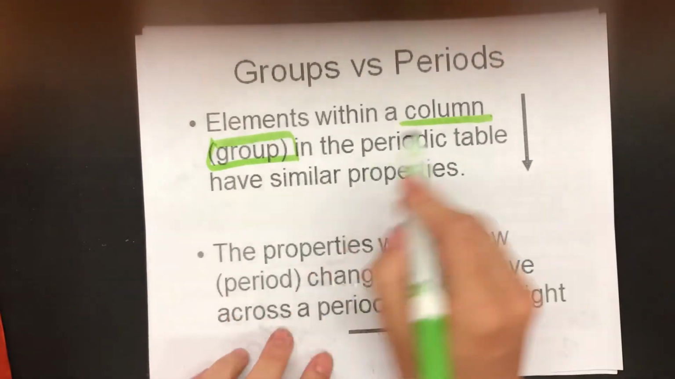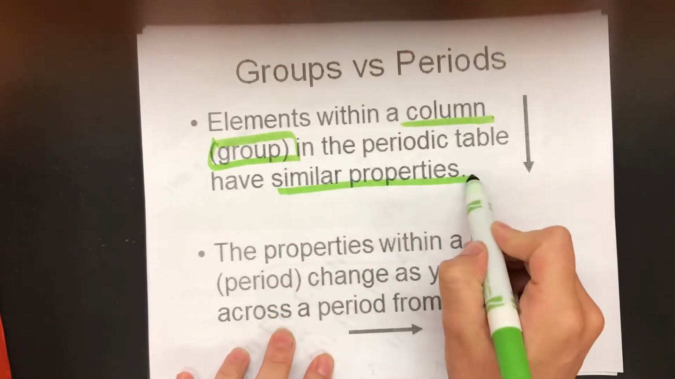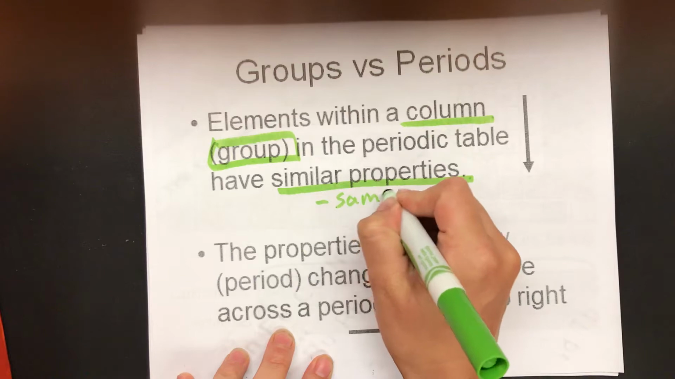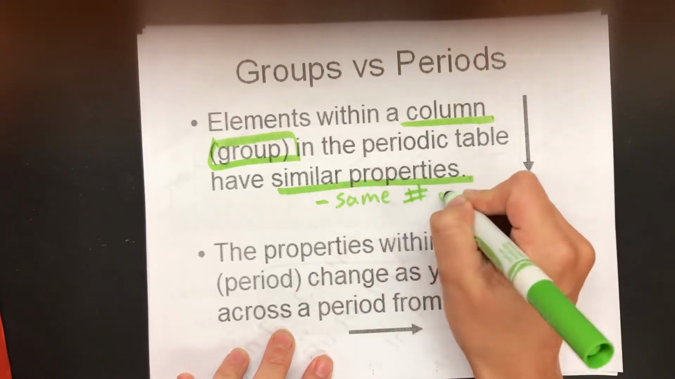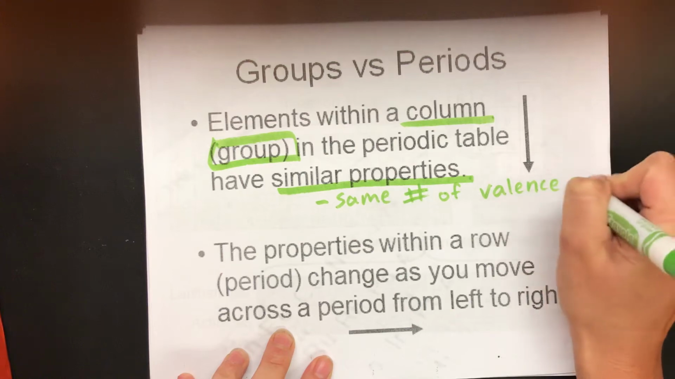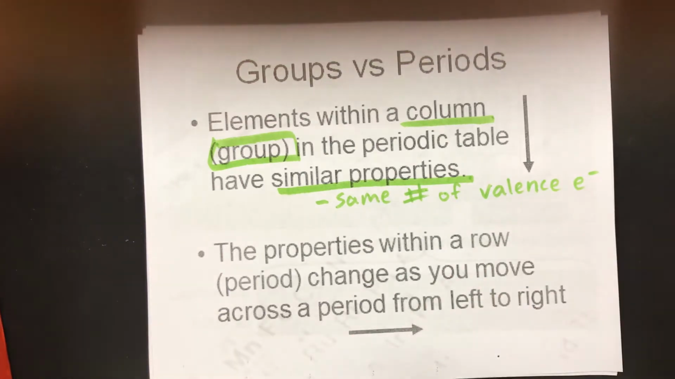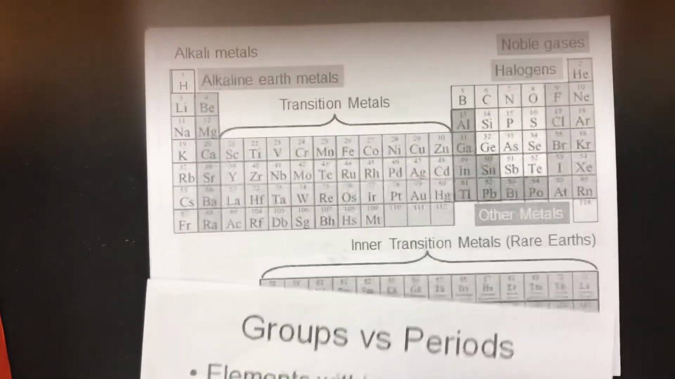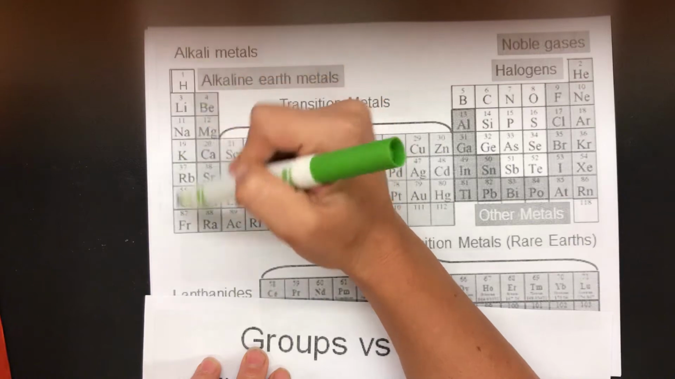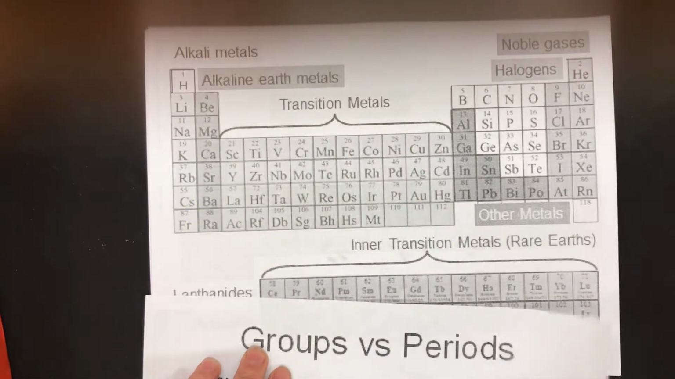Now, if elements are in the same column, they have similar properties. The reason they have similar properties is because they have the same number of valence electrons. So here, everything in group 1 has 1 valence electron and so forth.